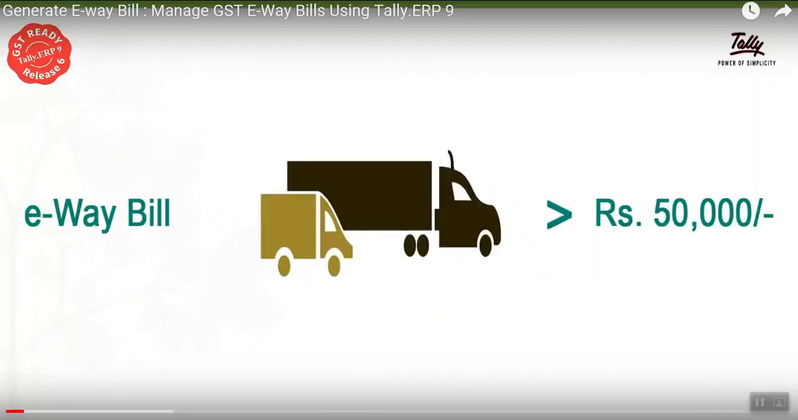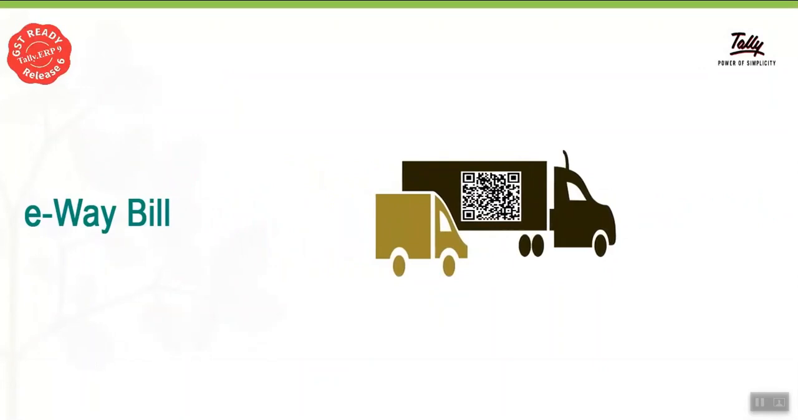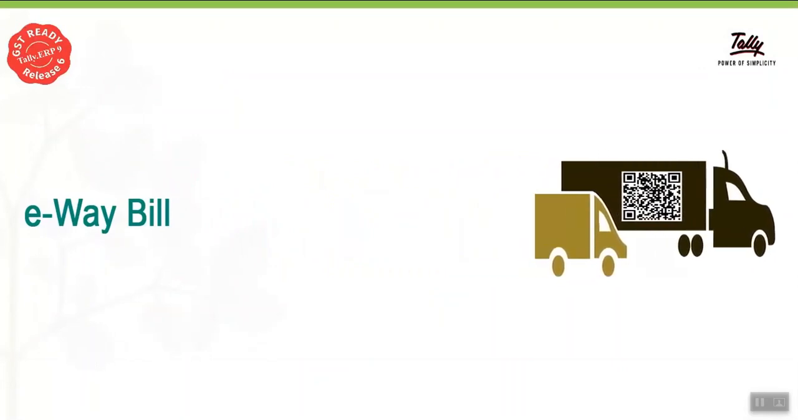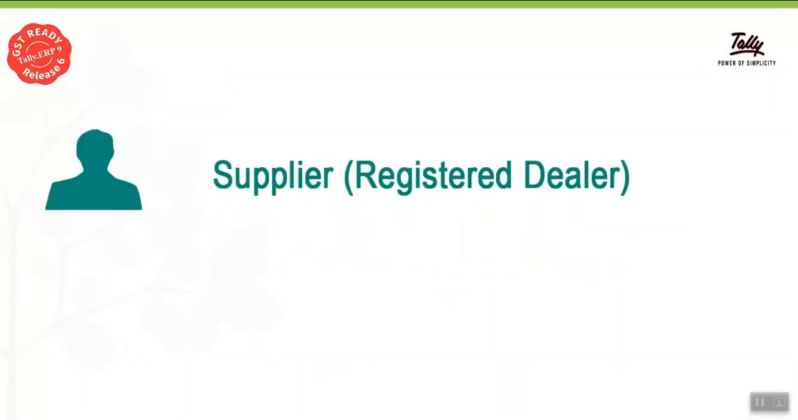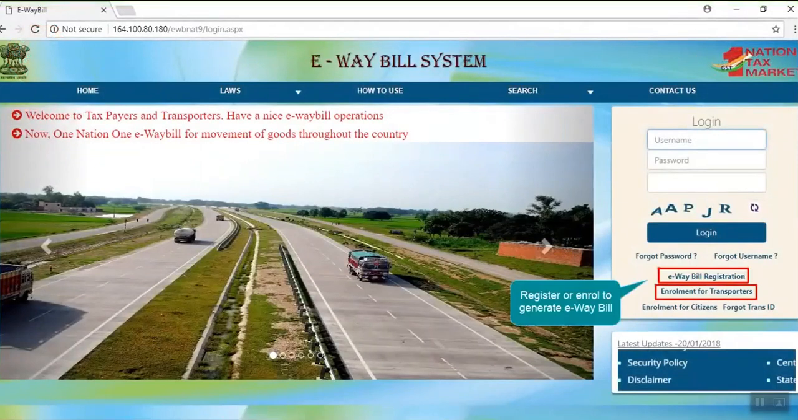GSTN has introduced the EWay bill to regulate supplies with a value above Rs 50,000. As per this rule, the EWay bill number or the EWay bill copy should accompany the invoice for such supplies. The registered dealer or the transporter supplying the goods can generate the EWay bill number using the EWay bill portal. Tally ERP9 simplifies managing EWay bills.